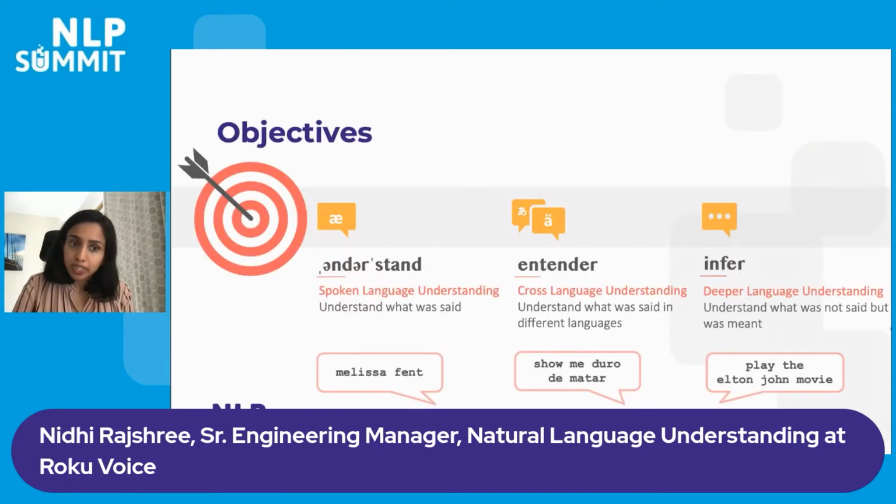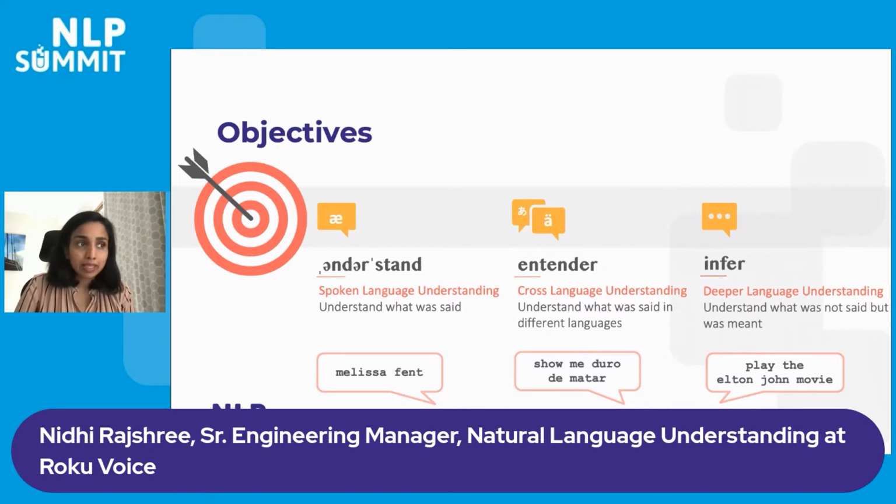The primary objective of an SLU system is, of course, to understand what the user said. And then the next step is to be able to understand what the user said in different languages. And then a more advanced objective is to understand beyond what the user said, so understand what was not said, but what was meant, or deeper language understanding. Now, meeting each of these objectives has its own set of challenges. Here are a few examples.